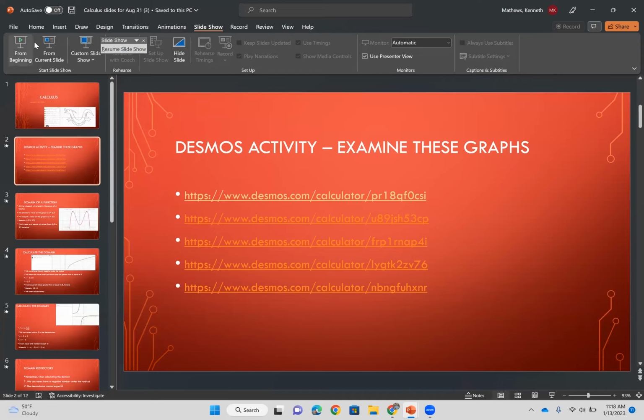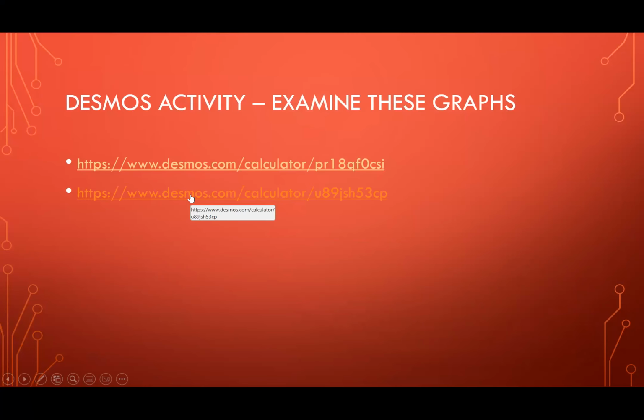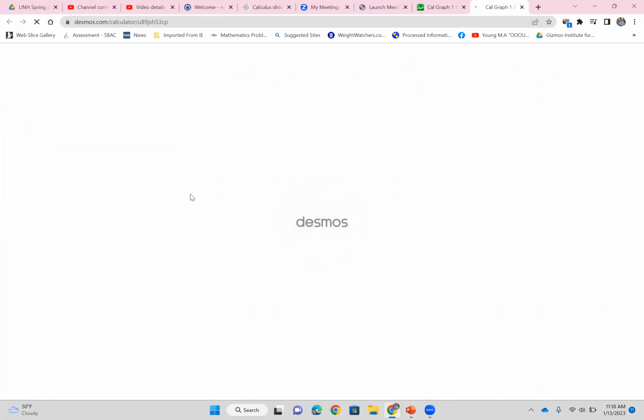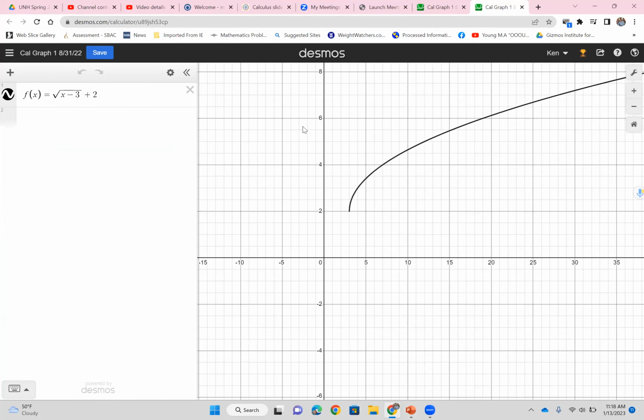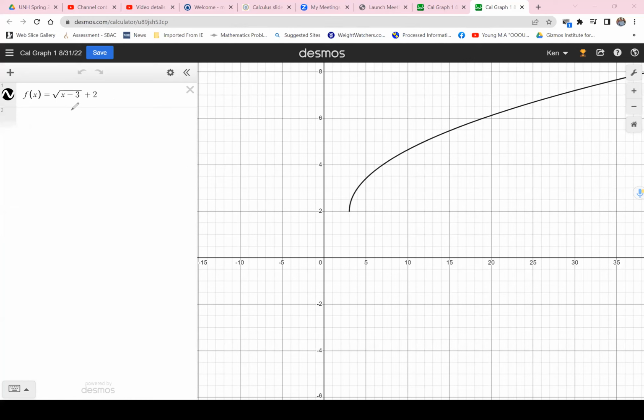Okay, let's try another one. Let's try this graph right here. Oh, it has a square root in it. So what this says here is that f of x equals the square root of x minus 3, plus 2. Now, we can never have a negative under an even radical. And because this is square root, the index is 2. So that makes it an even radical. So we have to say that x minus 3 has got to be greater than or equal to 0. Add 3 to both sides, and we see that x has got to be greater than or equal to 3.